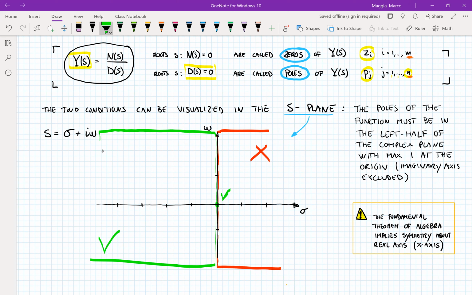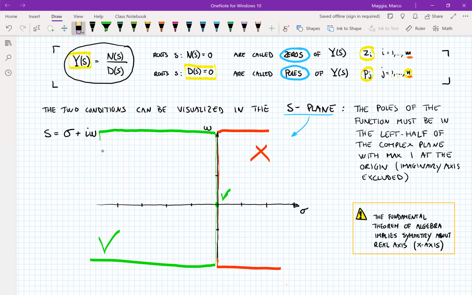There's also another useful thing when you're representing zeros and poles of a function in the S-plane. Everything has to be symmetrical about the real axis, and that is because of the fundamental theorem of algebra that we saw last time. In fact, when we have complex roots, they must be complex conjugate. That is, the real part is the same. Let's say that we have a point here, then we also must have its complex conjugate down here.